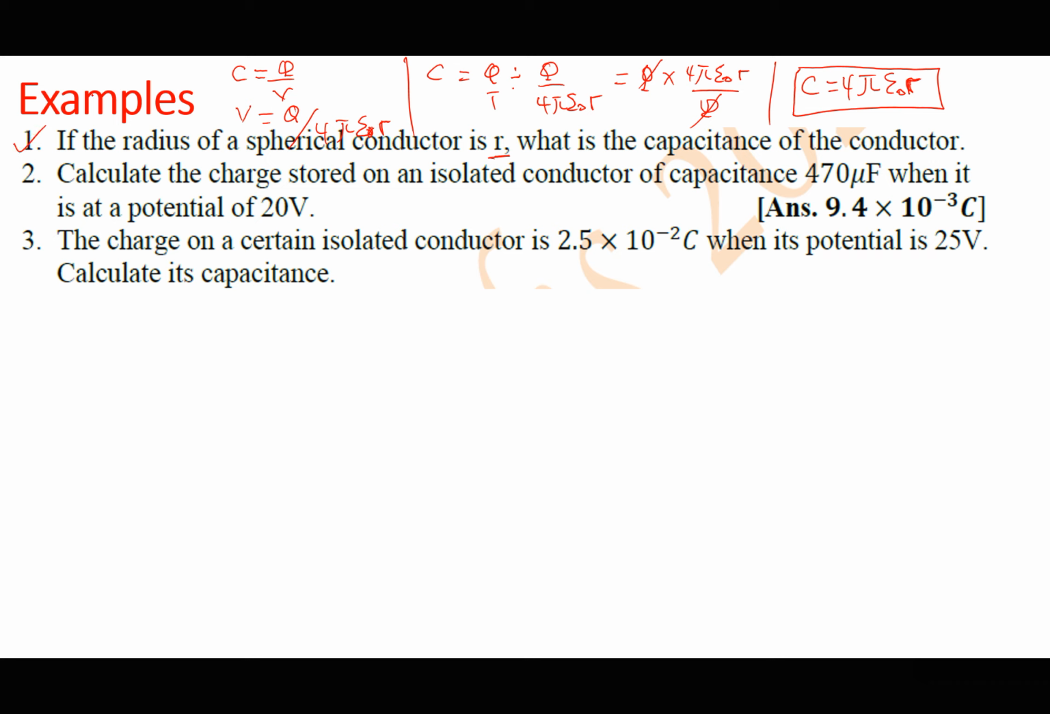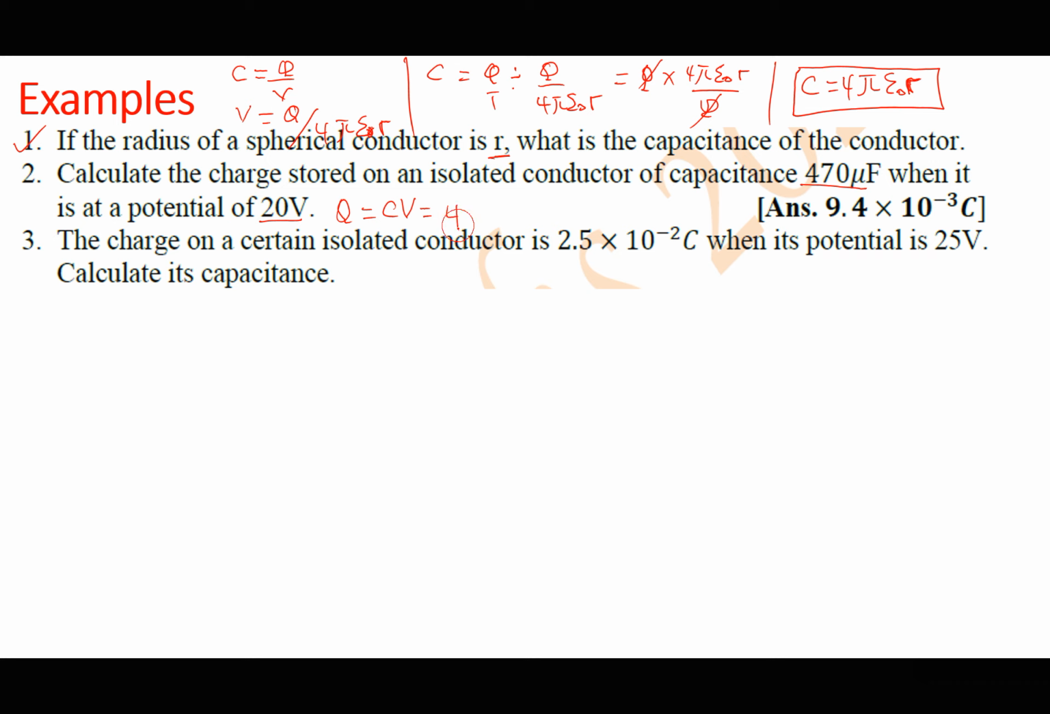Question number two, calculate the charge stored on an isolated conductor of capacitance 470 microfarads when it is at a potential of 20 volts. Okay. So I'll use this space. So I want to find the charge. Because capacitance is Q over V, so it means Q, which is the charge, is going to be C times V. So I'll just multiply this.